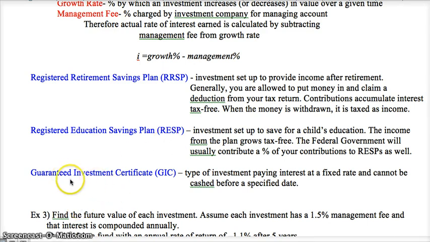And finally, we have a guaranteed investment certificate, which is a GIC, and that's an investment paying interest at a fixed rate and cannot be cashed before a specified date. So you can get GICs for 1 year or 2 years, and it's at a fixed interest rate, but you cannot touch that money until the specified date that you got it for.